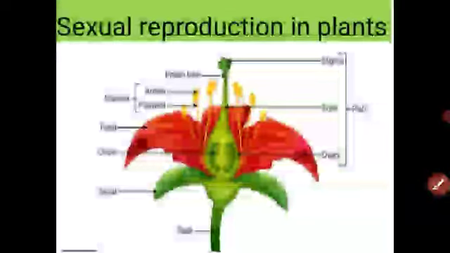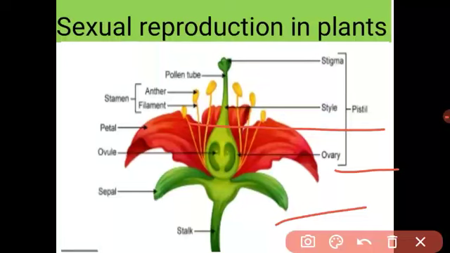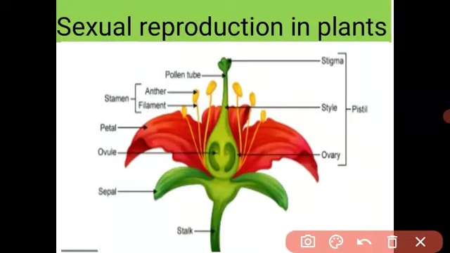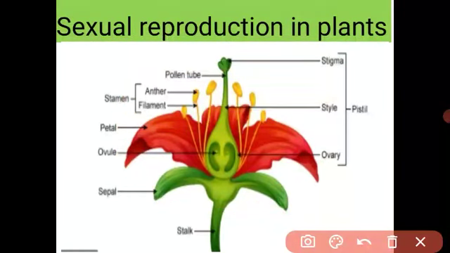See, students, sexual reproduction in plants means, you know that sexual reproduction means the fusion of male and female gametes and the formation of a new baby plant. It's called sexual reproduction in plants. The flower is the reproductive part of the plant. See, the flower is the reproductive part of the plant.